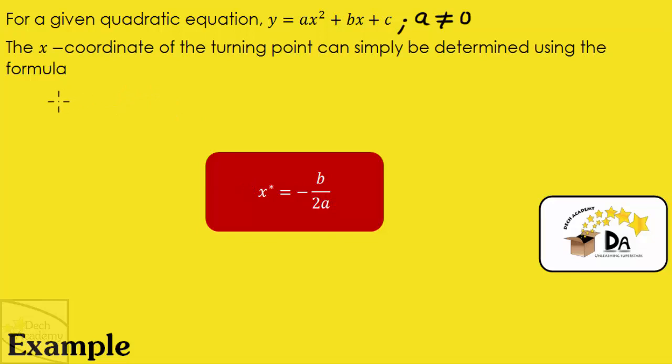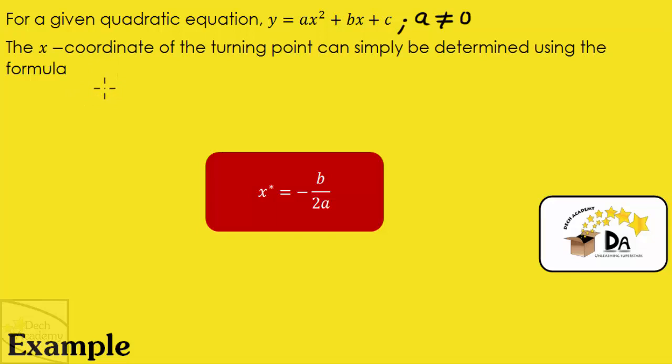Now, every point on a graph has an x coordinate, but I'm using an asterisk next to this x to show that this x, which I'm going to call x asterisk, refers to the x coordinate of the turning point. Now, a quadratic curve, within the scope of your syllabus, will have either a maximum point or a minimum point. We are just trying to determine the coordinate of the point. This doesn't tell us whether it's maximum or minimum.